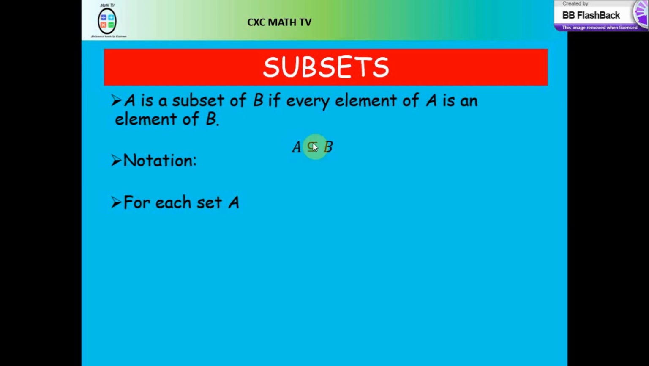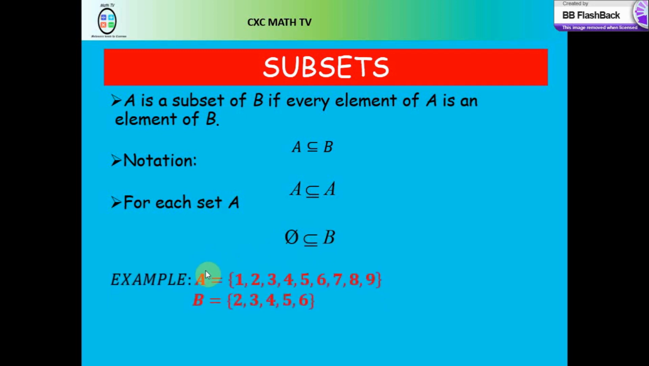So this is the notation we're going to be using for each set A. A is a subset of B. This means A is a subset of B. A is also a subset of A. Please make note of that. The empty set is also a subset of B. Alright, so for example, the best way to see it is with some examples.